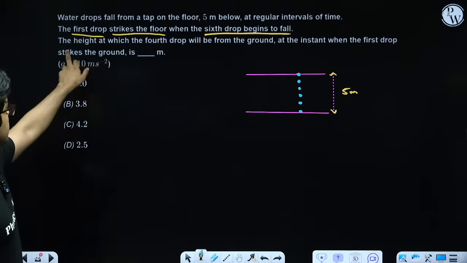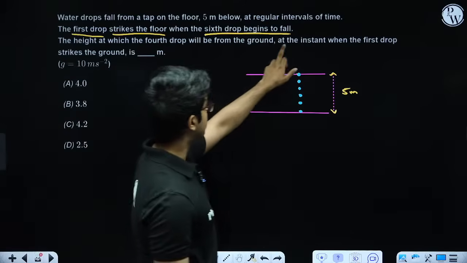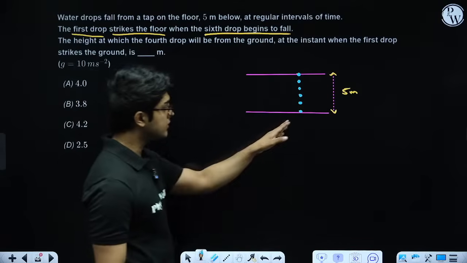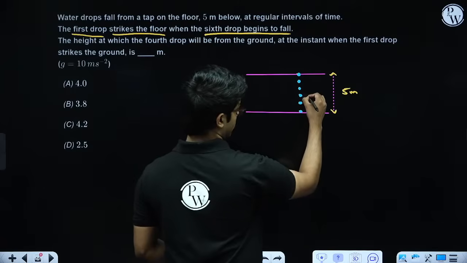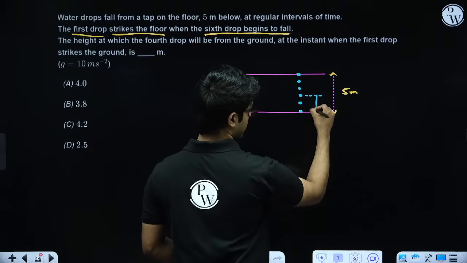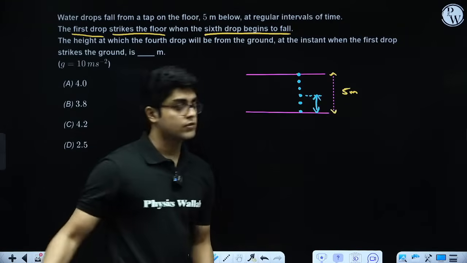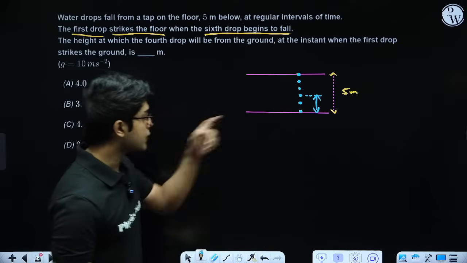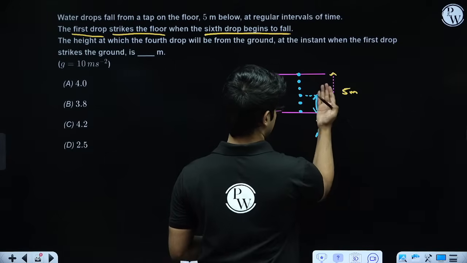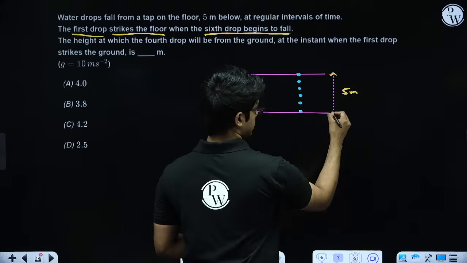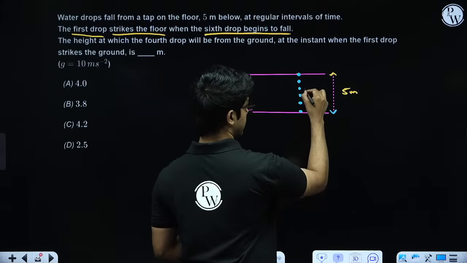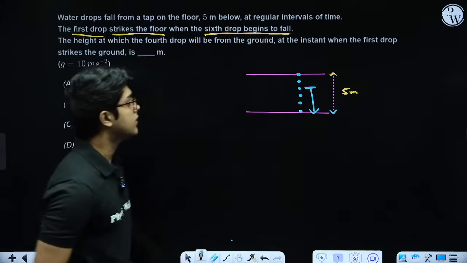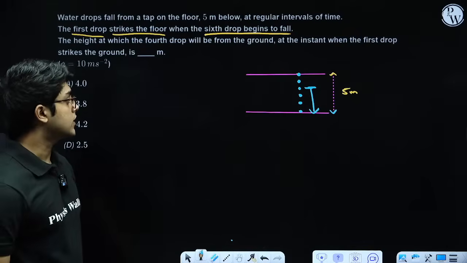Now the question is, where is the fourth drop from the ground at the instant when the first drop strikes the ground? So at this instant, where is the fourth drop? Where is this one from the ground? That is the question. So actually this will be the fourth drop, right? This is the first, second, third and fourth. We want the fourth drop's height from the ground. All right, so let's begin.